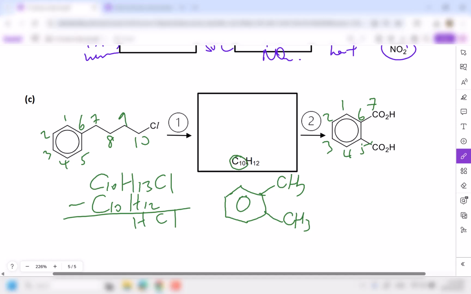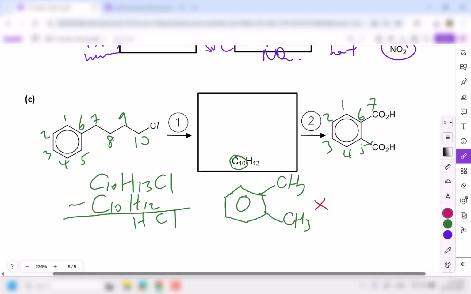This will be wrong. Why is it wrong? Because there's only 8 carbon. I need to draw something with 10 carbon. So how can I transform my starting material into something with 10 carbon and at the same time fulfill the criteria, so much so that when side chain oxidation occurs, only 2 of it remains as carboxylic acid?